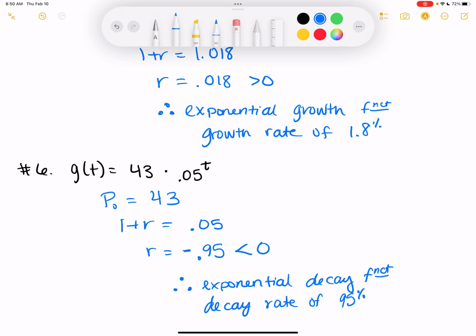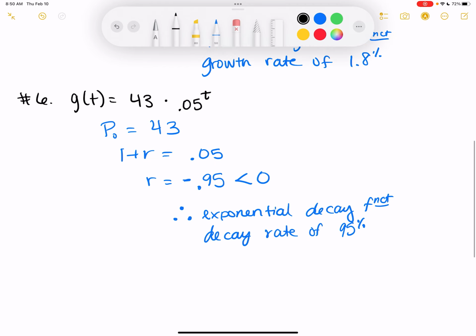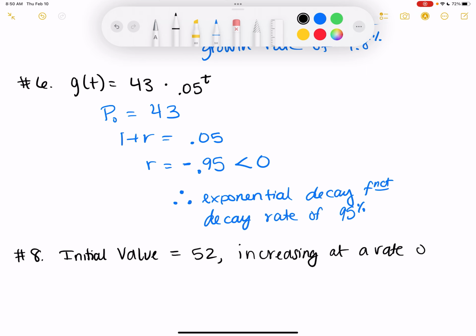All right, the next ones, it says determine the exponential function that satisfies the given conditions. So you have something like number 8, the initial value is 52. We're told that it's increasing at a rate of 2.3% per day.